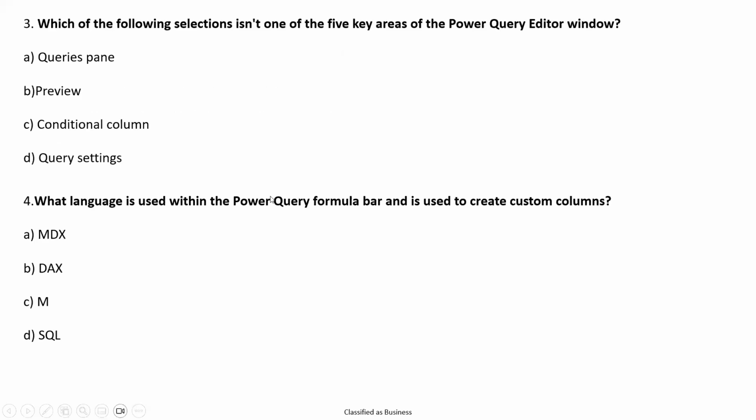Next. Which of the following selections isn't one of the key areas of the Power Query Editor? Read the question properly. Which of the following selections isn't one of the 5 key areas? Read the options and respond with the right answer. I've shown you what the key areas are, right? Read the question properly and respond with the right answer. Key areas of the Power Query Editor.